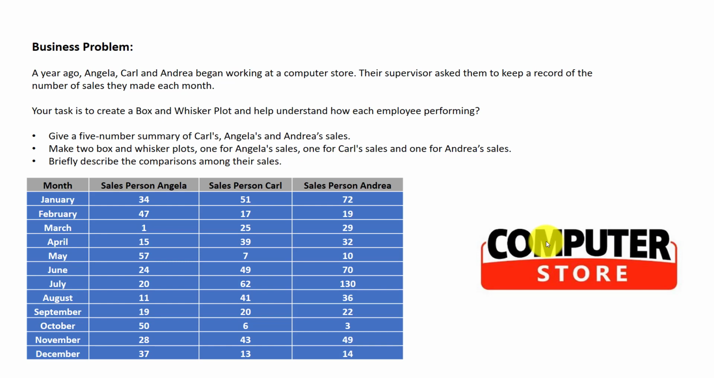If you see this table for the computer store, for Angela, Carl and Andrea, you can see that from January to December the numbers are there. For Angela, she sold around 34 computers in January, 47 in February, 1 in March and so on. For Carl, it is 51, 17, 25 and so on. For Andrea, it is 72, 19 and 29 and so on. These are the number of computers they actually sold in each month and for the whole year.